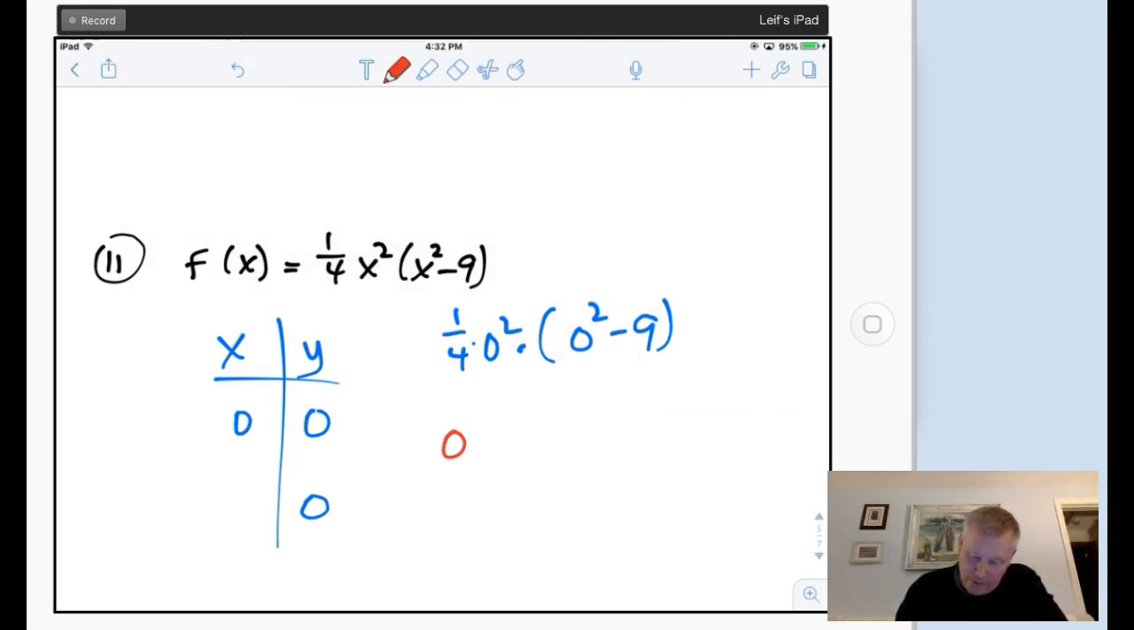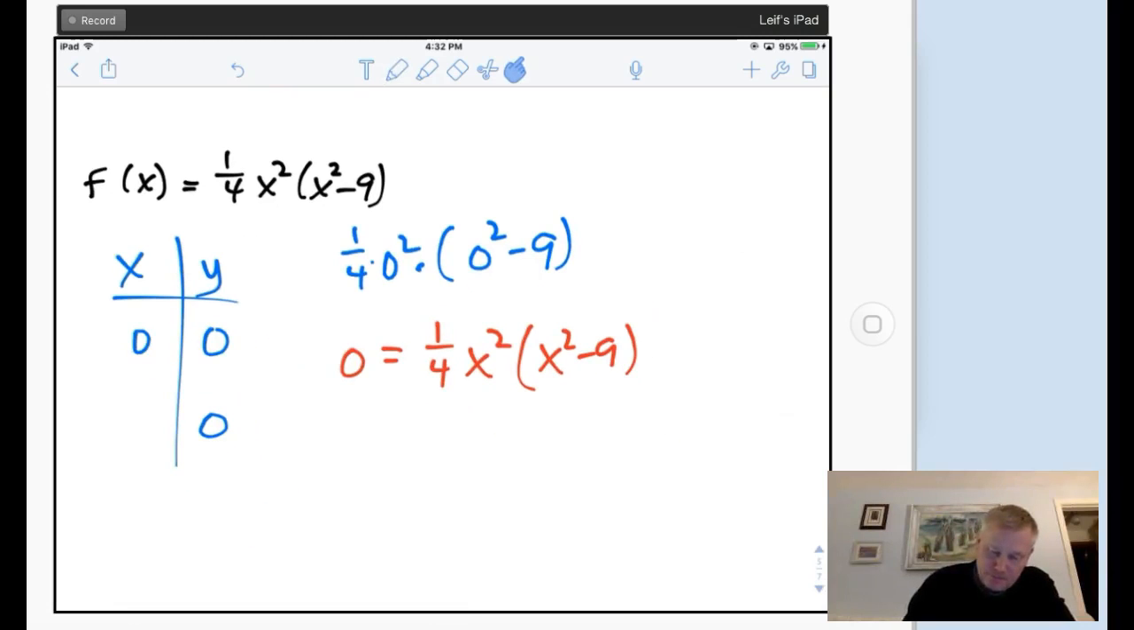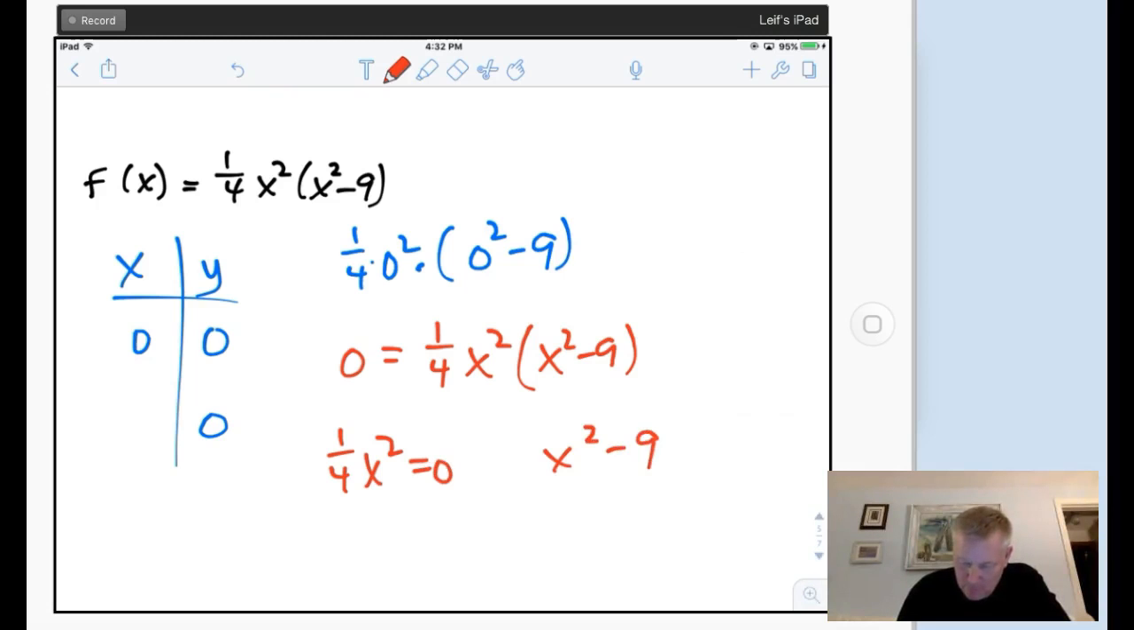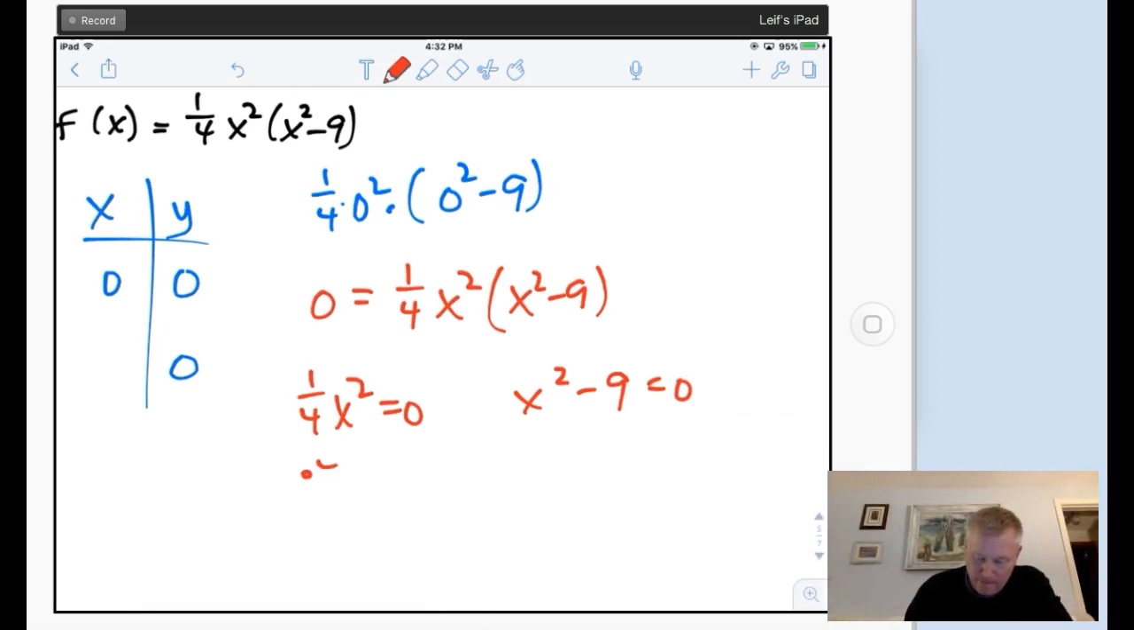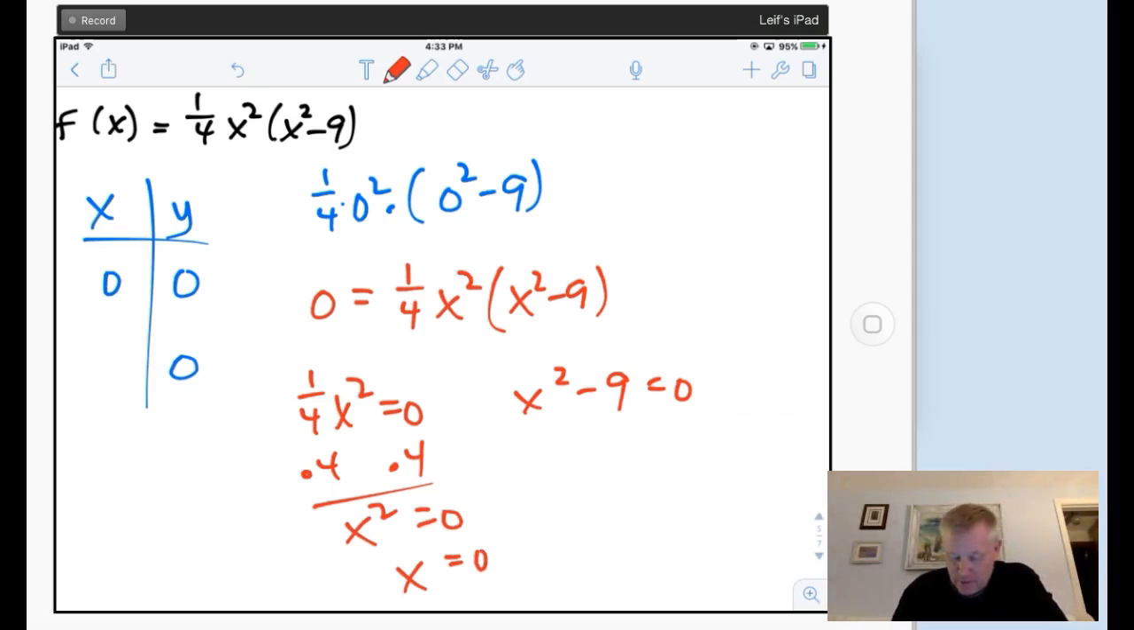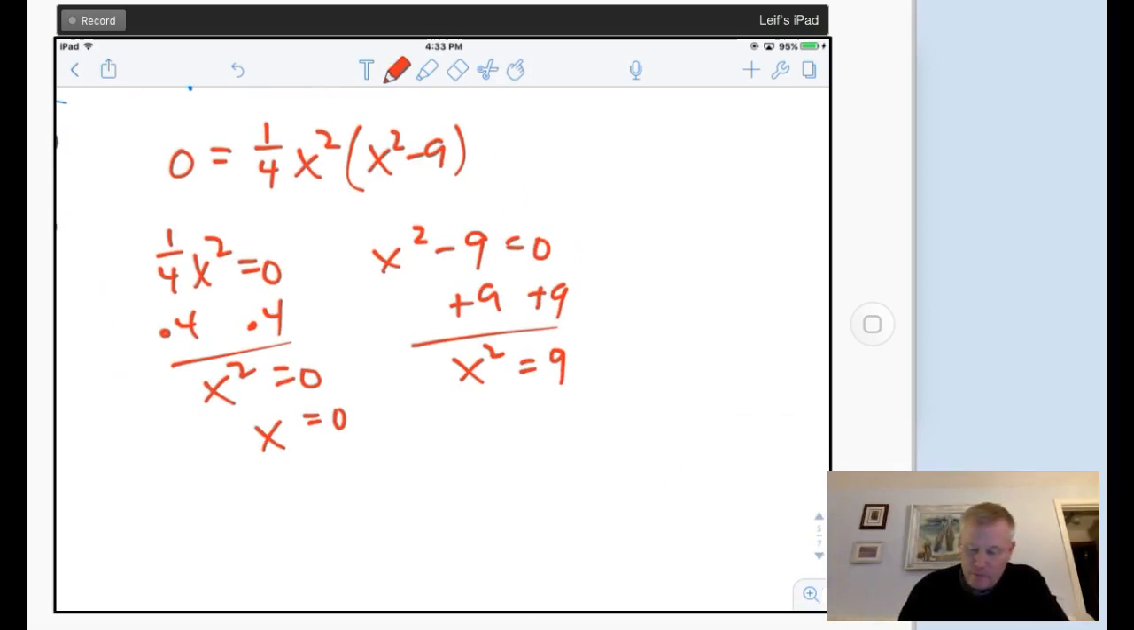If I factor it, I got either 1/4 x squared equals 0 or x squared minus 9 equals 0. This one's going to be 0. I'll multiply by 4. I get x squared equals 0, therefore x equals 0. Multiplicity of 2 on that one. Add 9 over here. I get x squared equals 9. And therefore, when I take the square root, I get x equals plus or minus 3. Multiplicity of 2.